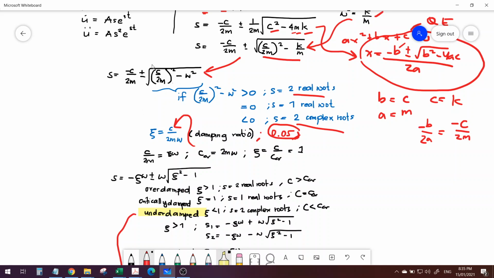we can now rewrite our s. From this one, we can now rewrite this as this. Because c over 2m is zeta omega. So this is now zeta omega plus or minus, and this whole one can now be rewritten as omega square root of zeta squared minus 1. Okay? I can show you later how, but this is just an algebraic solution, walang hidden dito. You can just substitute and plug in, and you can come up with this. More on algebraic solution lang yan.